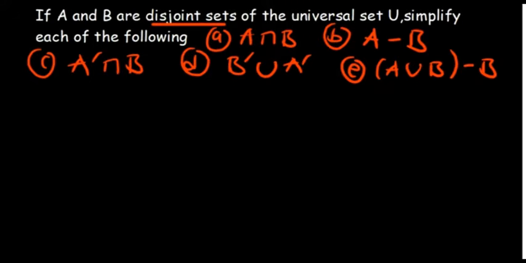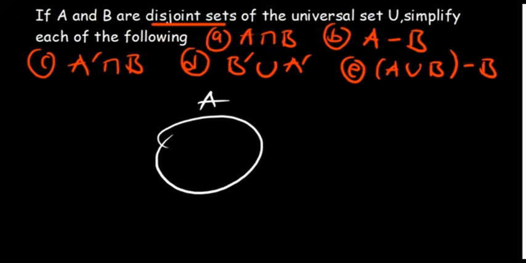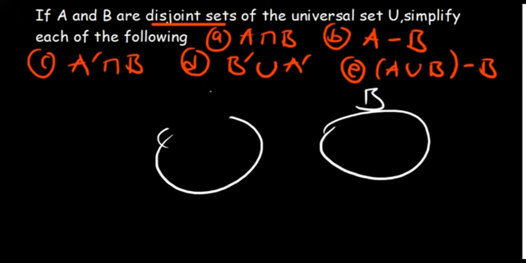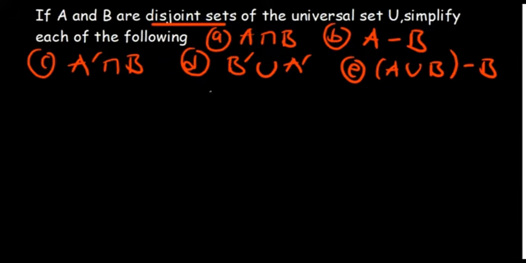Okay, going back to the last question, which involves disjoint sets. I have to emphasize that when you say two sets A and B are disjoint, it means that these sets do not intersect. They do not intersect. So we're going to be working around that to help us simplify or come up with solutions to these sets that we have.